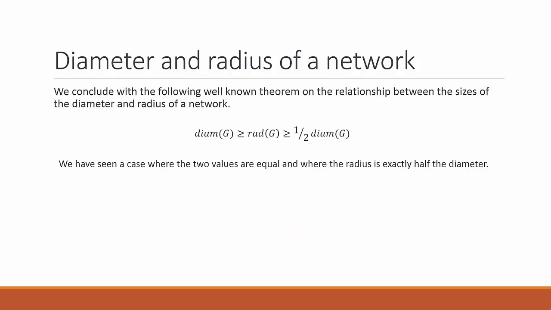This is a well-known relationship between the diameter and the radius. The radius can be as small as half the diameter, which was the case in our first example, and it can be as large as the diameter, which is the case in our second example. Or it might be somewhere strictly in between.